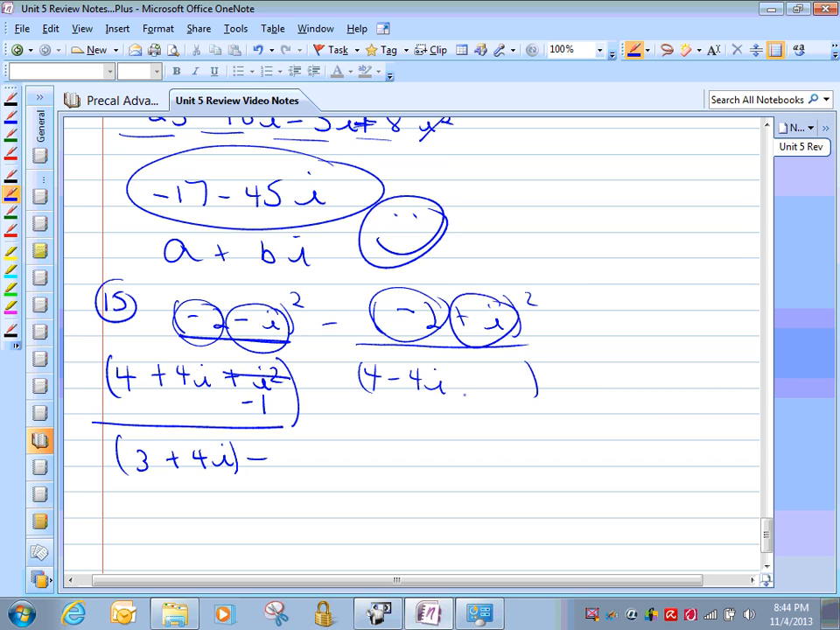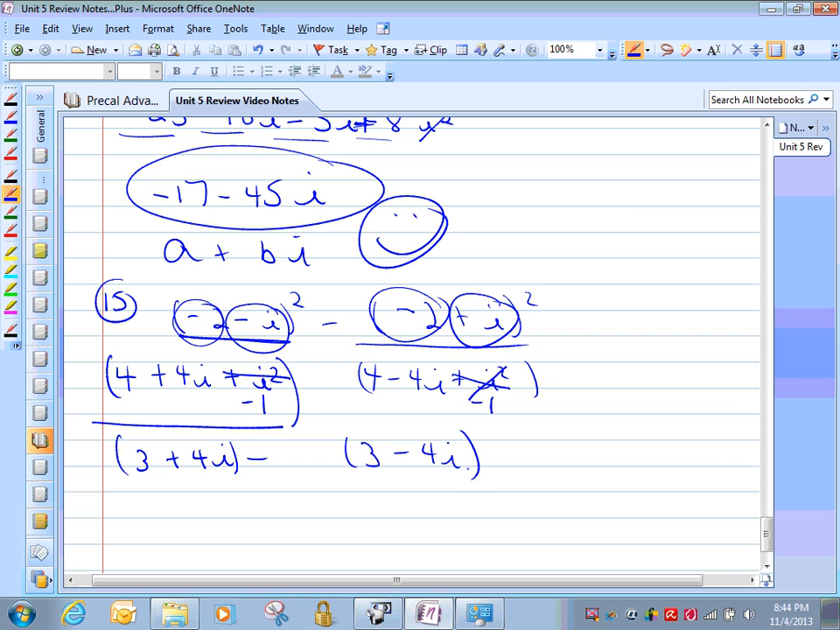And then positive i squared is positive i squared. But i squared is negative 1. So we have a 4 and a negative 1. That's also 3 minus 4i. All right, 3 minus 4i.